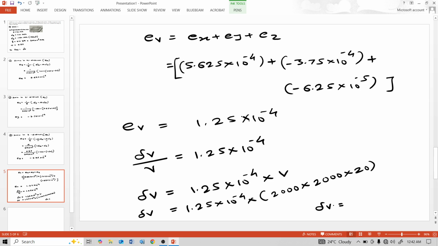So change in volume comes 1.25 into 10 raised to minus 4 into 2000 into 2000 into 20, which is 10,000, and the unit is mm cube. For that plate of length 2000 mm, breadth 2000 mm and thickness 20 mm, with tensile stress in x direction 100 Newton per mm square and compressive stress in y direction 50 Newton per mm square, change in volume is 10,000 mm cube.